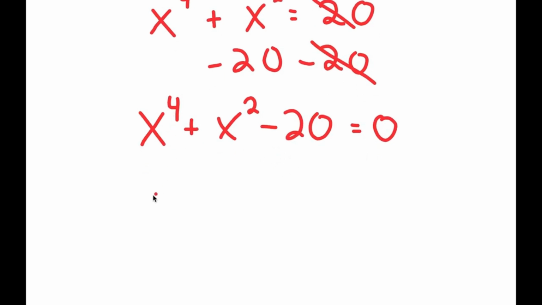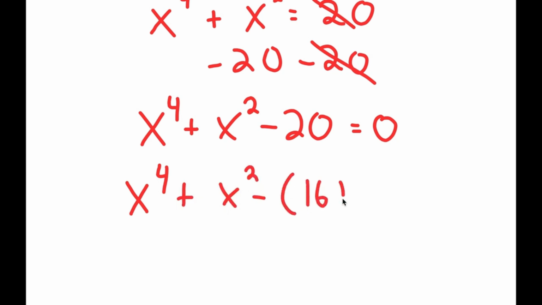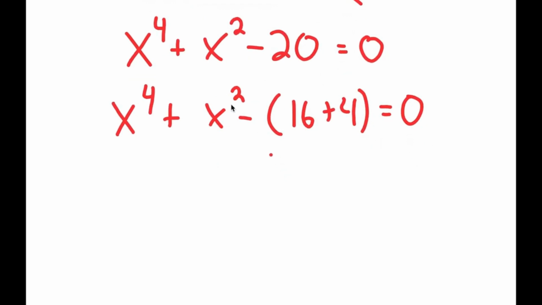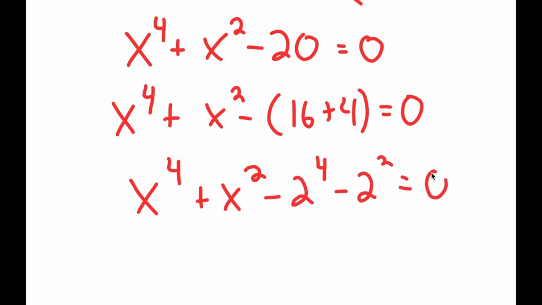So to solve this, what I want to do is rewrite this as x to the power 4 plus x squared minus 16 plus 4. So I rewrote 20 as 16 plus 4. And the reason I did this is because negative 16 is the same thing as negative 2 to the power 4, and negative 4 is the same thing as negative 2 squared. So now notice how I have something in the power of 4 and something in the power of 2, and they're both the same.